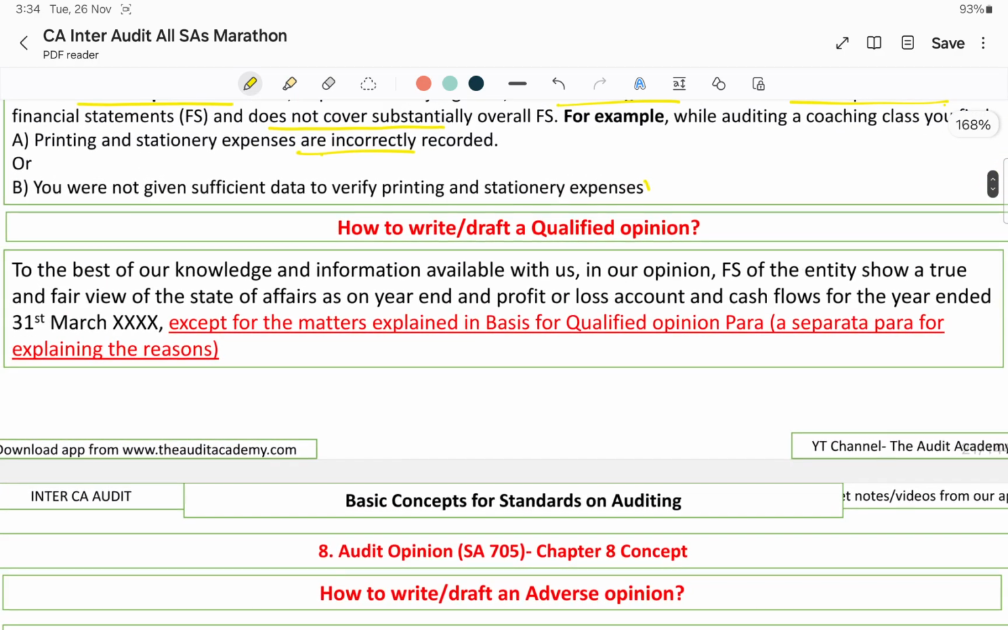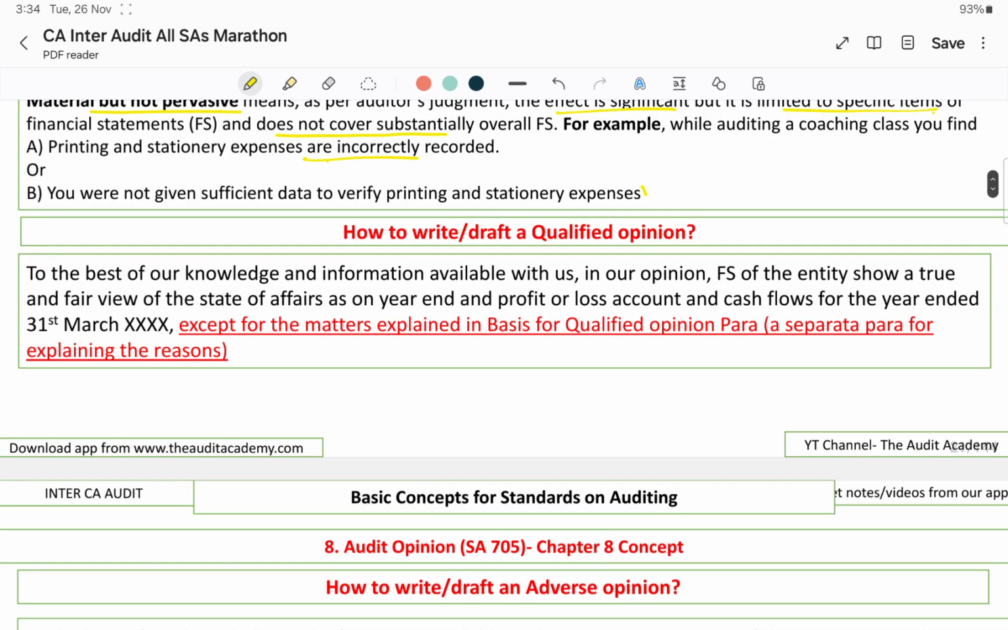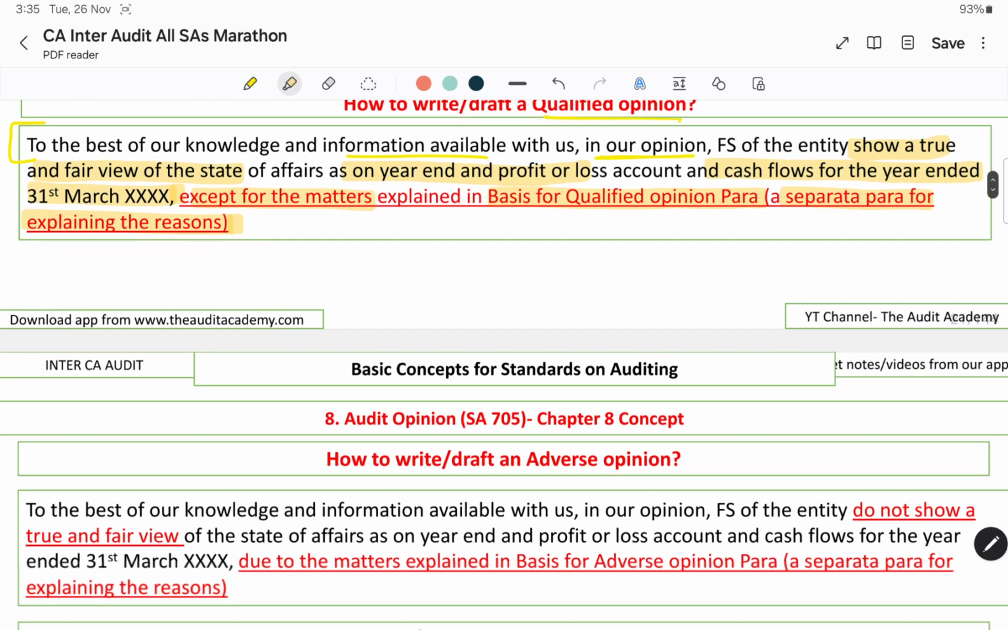Now, if the auditor is giving a qualified opinion, how is he going to draft that? So, here is a qualified opinion drafting. To the best of our knowledge and information available with us, in our opinion, the financial statement of the entity shows a true and fair view of the state of affairs as on the year end, and profit and loss account and cash flow for the year ended on 31st March year mentioned, except for the matters explained in the basis for qualified opinion paragraph, a separate paragraph for explaining the reason.